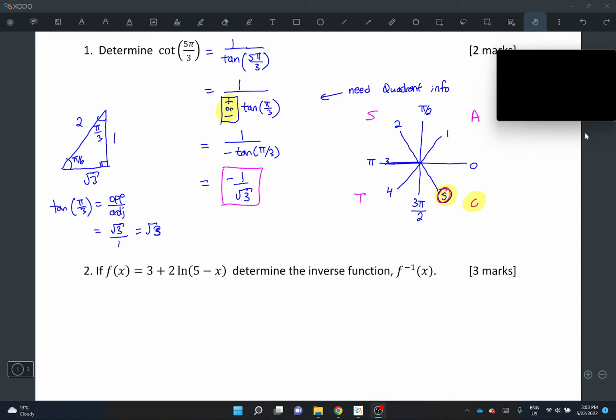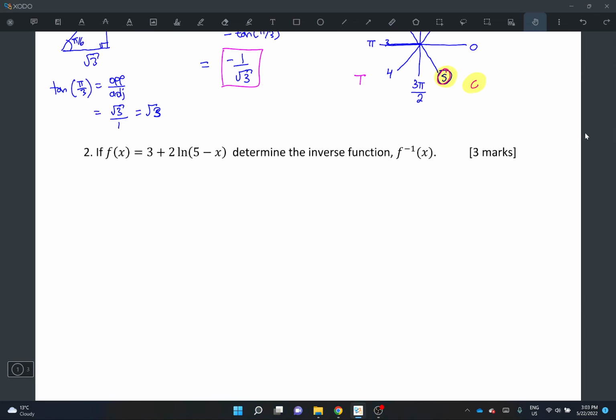All right, second question. In the second question, we're given a function f of x, and we're asked to find its inverse. First step is I'm going to replace f of x with y. I'm going to say y is equal to 3 plus 2 times the ln of 5 minus x. And then I'm going to swap variables. I'm going to swap the x's and y's. Swap x and y everywhere.